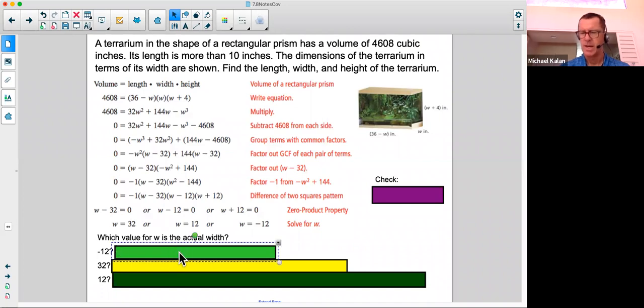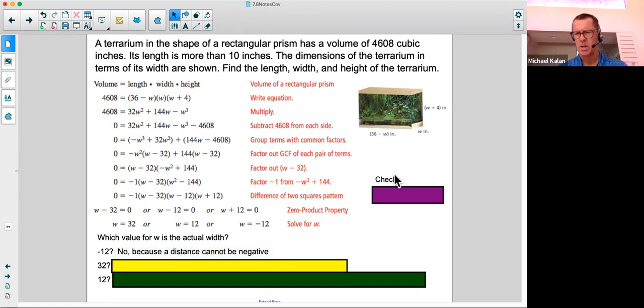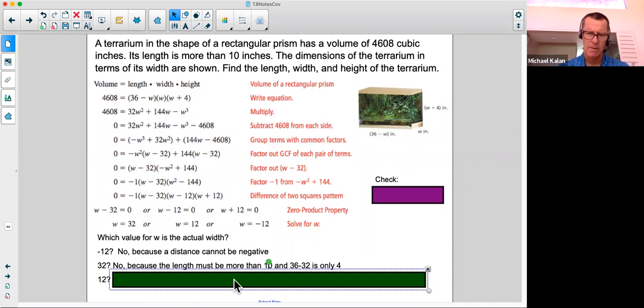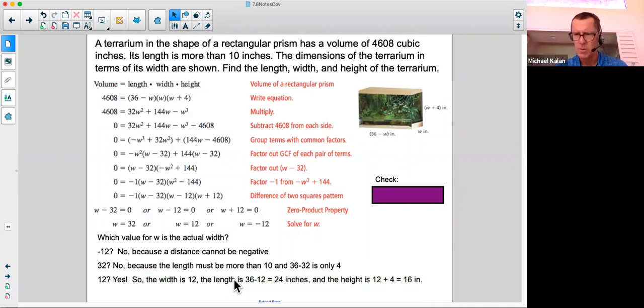Well, obviously the negative doesn't work, right? Okay. What about 32? Would that work? If W is 32, the width would be 32. The length would be 4. No, that doesn't work because the length must be more than 10, right? They told us that. Oh yeah, and that's not going to work because that would mean the length is only 4. So 12, right? So the width would be 12.